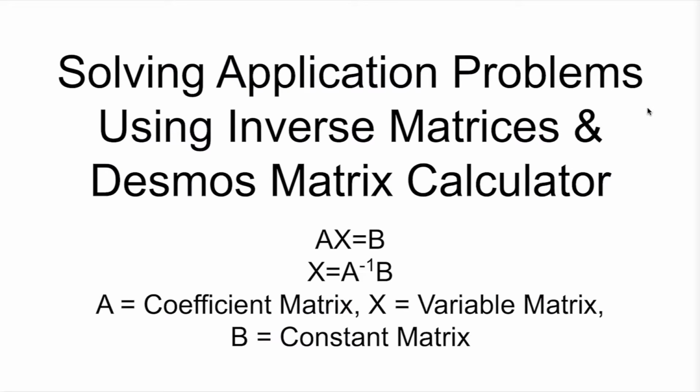When you're using inverse matrices, the first thing you need to do is set up the matrix equation, which is commonly written as AX equals B. This is where A is the coefficient matrix, X is the variable matrix, and B is the constant matrix. We solve this equation by finding the inverse matrix for A and then multiplying it by B. Let's look at our example problem.